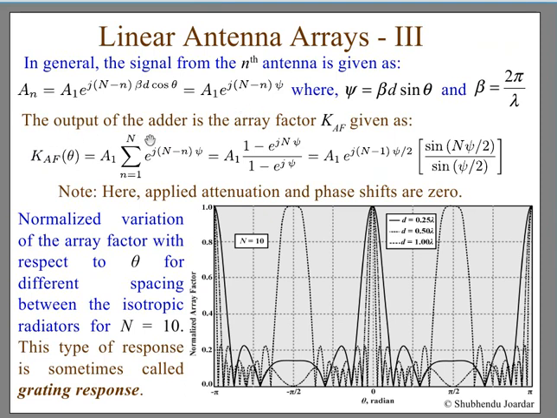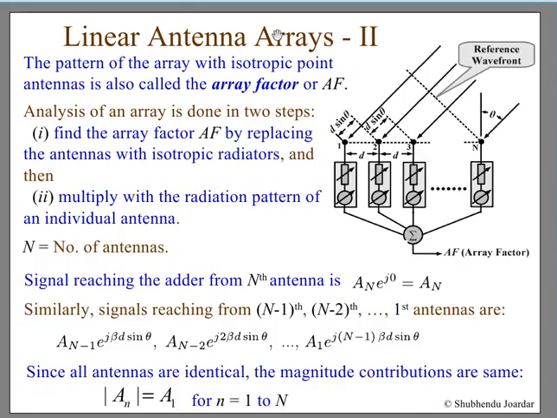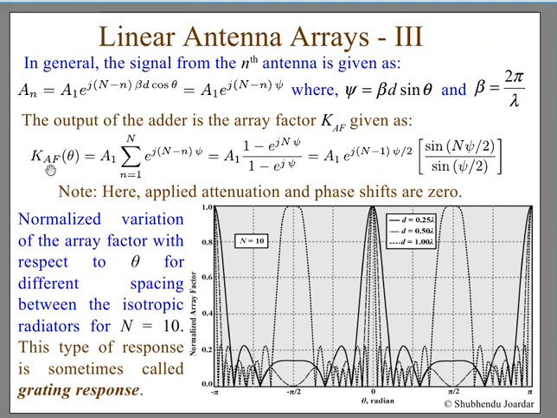And for the output of the adder, you just have to sum all of them. The output of the adder is the array factor, given as K_AF of theta. It's a function of theta, equal to A_1 into this sum. When you simplify it, you can express it like a sinc function, but it is not exactly a sinc function. See, for a sinc function, this n has to be here. This n doesn't come down here, so it is not a sinc function.